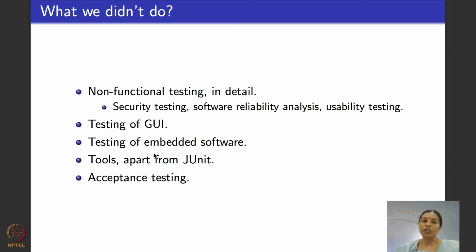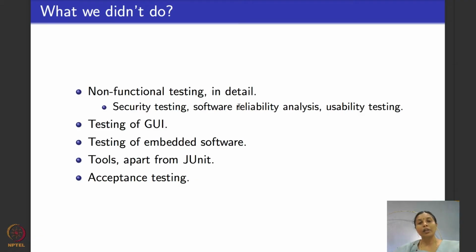So what we didn't do is non-functional testing in detail. I did one module on non-functional testing. We covered performance testing a bit, load, stress testing. But security testing is a very beautiful, theoretically rich area which we didn't cover at all.